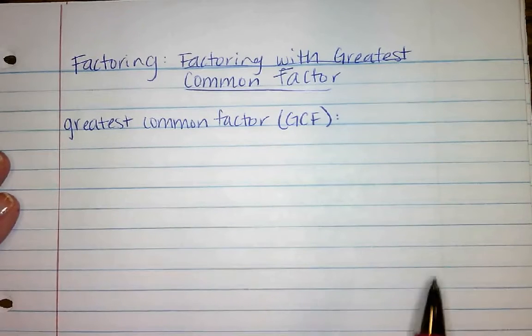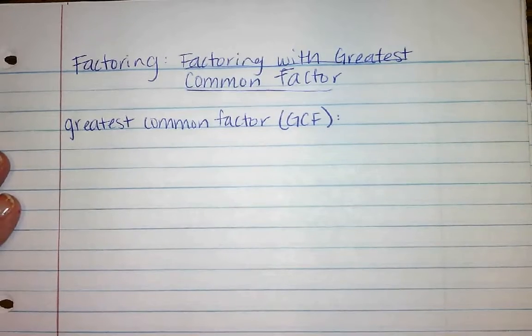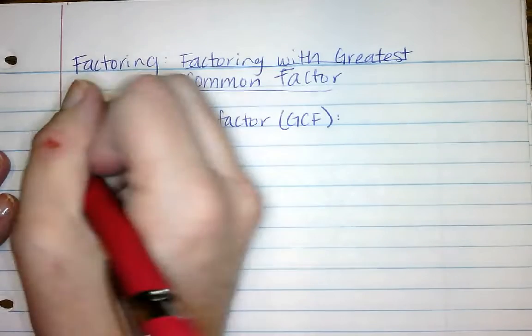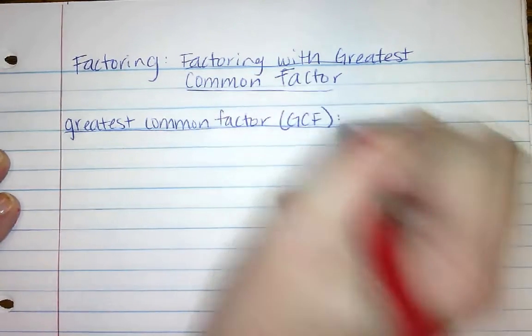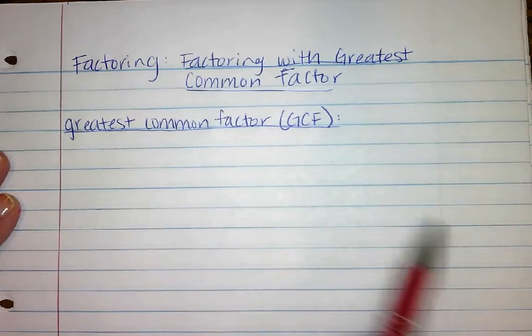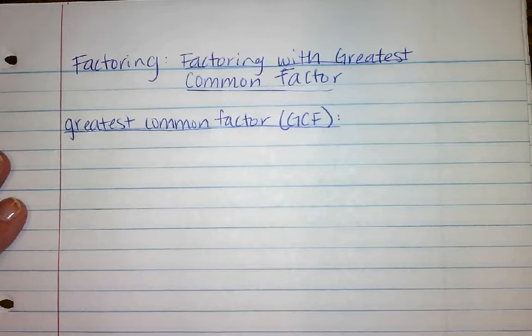So guys, this unit is all going to be about factoring. Factoring is basically undoing the multiplication we did from our last unit. We are going to get the things back into their parts or their factors. So the first step when we factor is we want to find the greatest common factor.